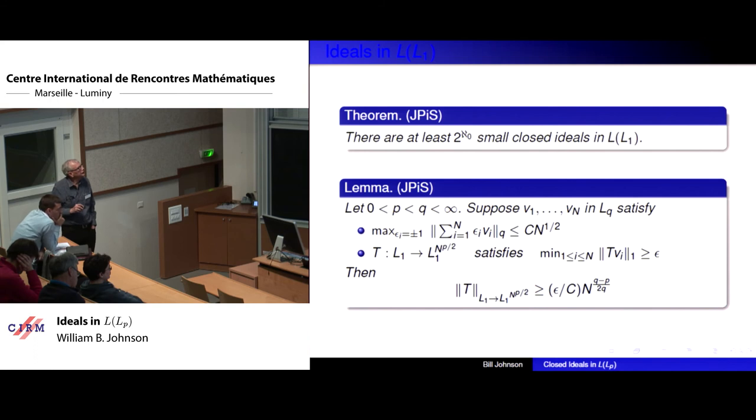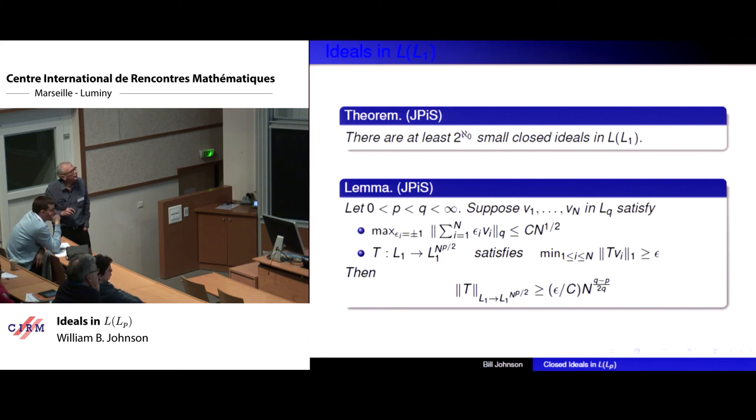And suppose that you have an operator from L1 to L1 of this dimension. This could of course be little l1 of this dimension, but I put the probability measure on there, it's more natural. It has the property that this operator is bounded away from zero just on these very small number of points. That already forces the operator to have a big norm.